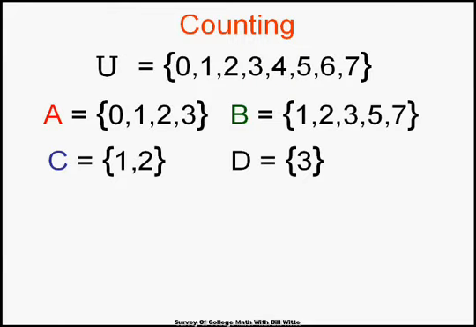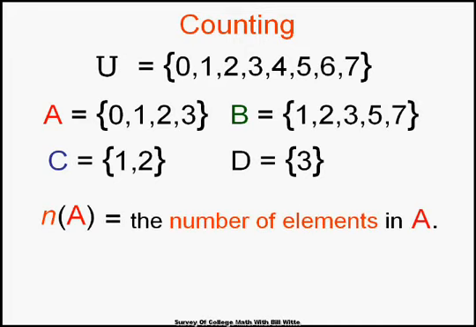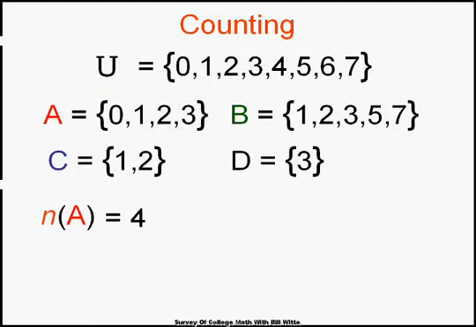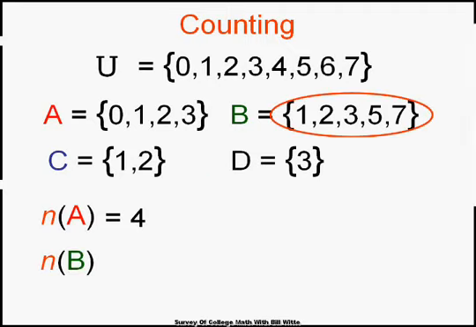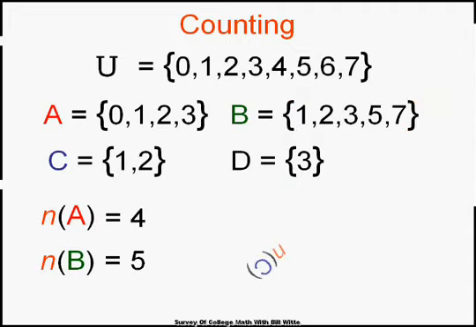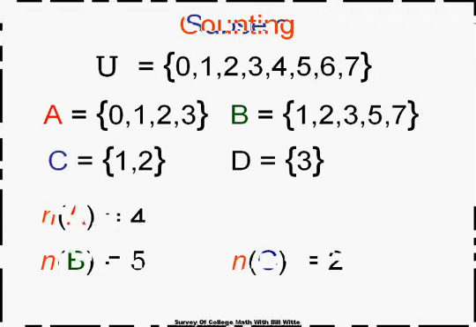Now we're going to count how many members or elements are in a set, and there's notation for that. For instance, n(A) is the number of elements in set A. The number of elements in set A, 0, 1, 2, 3, is 4. There are 4 members; they happen to be numbers. The number of elements in B, as you can see, is 5. The number of elements in C is 2.